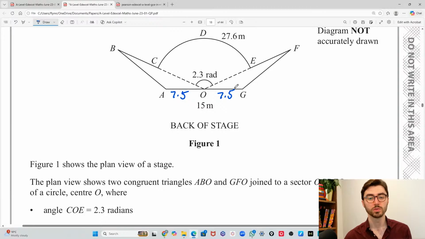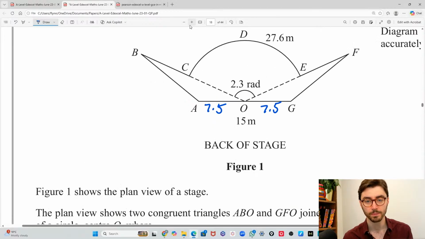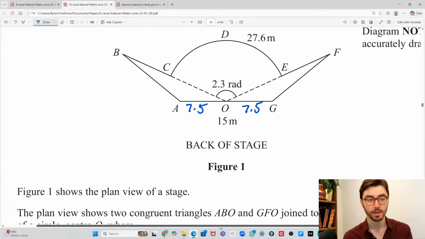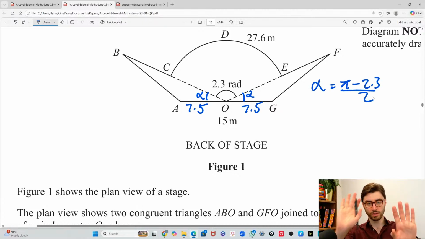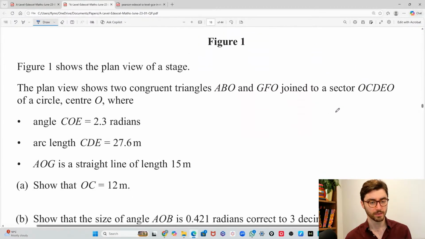Oh, and this is also cool. Because it's congruent, these 2 angles in here are going to be the same. Let's just work on this for a bit. So these 2 angles are going to be the same. Now, the full thing would be pi. So it's going to be pi minus, well, I'm going to call them alpha for now, and then just remind myself that that is pi minus 2.3 all over 2 for each of those angles. Because I'm sure that's going to be relevant.